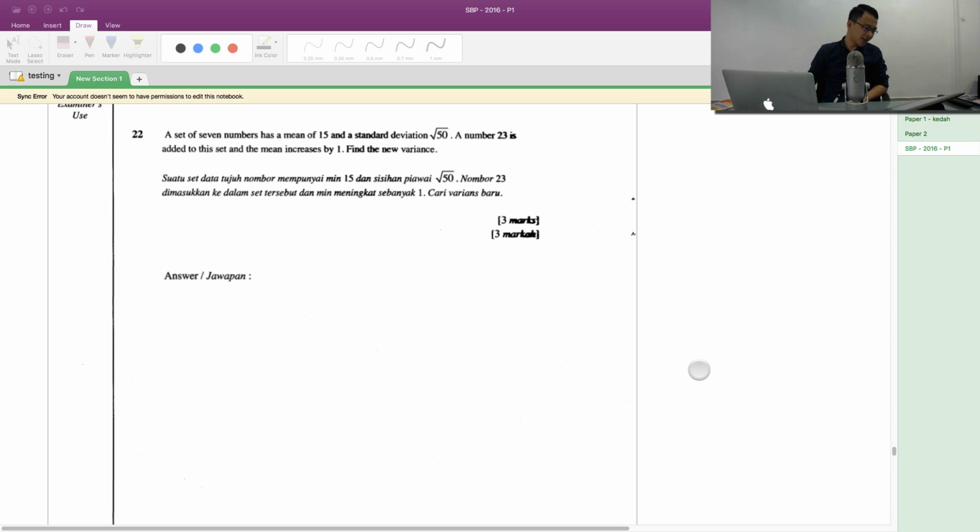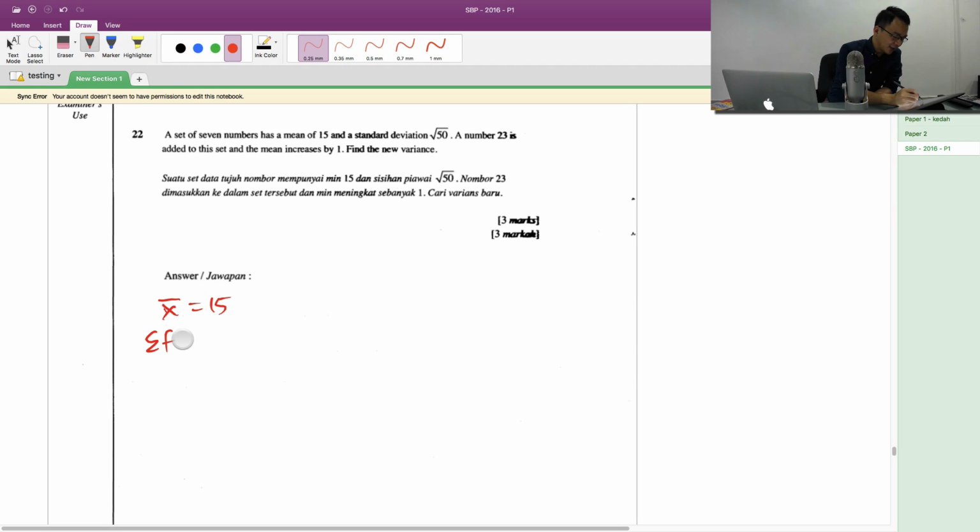Question 22. A set of 7 numbers has a mean, so we know the mean in this case equals 15. Mean is sum of fx over sum of f, but in this case I don't have fx. It's just sum of x over n equals 15. Sum of x we do not know, n is 7, so sum of x equals 105. I will leave it here first.